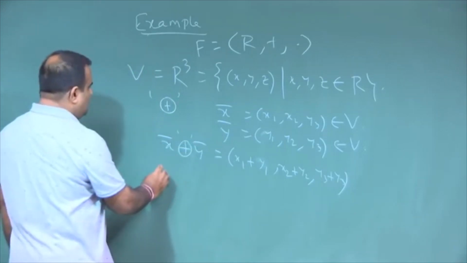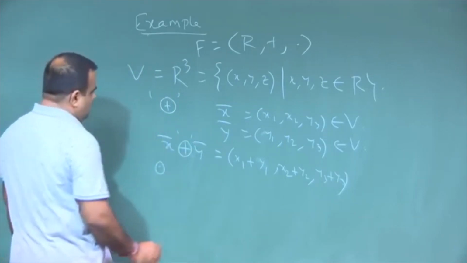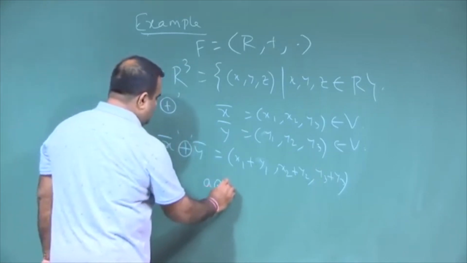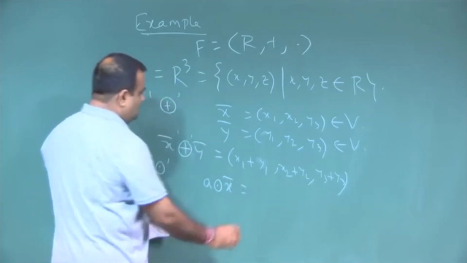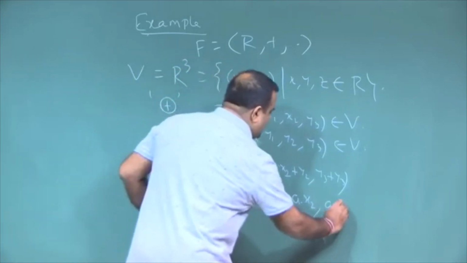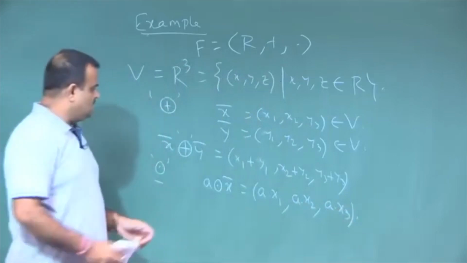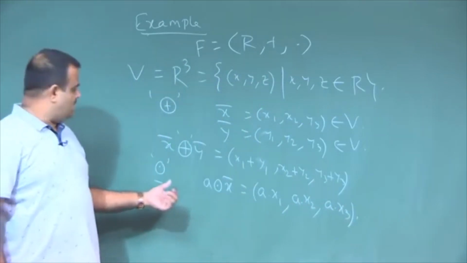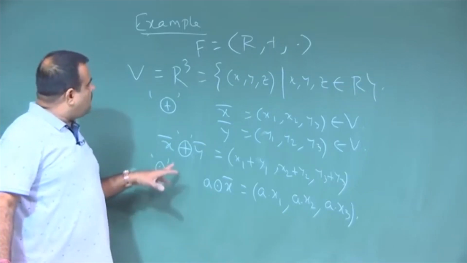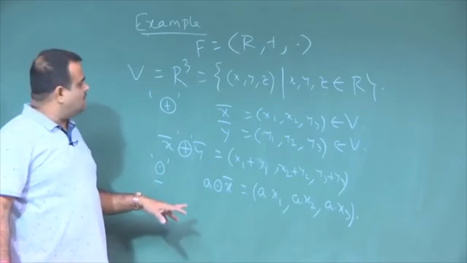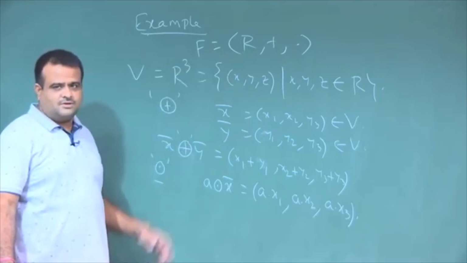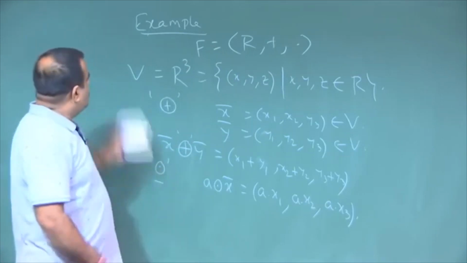And how do we define scalar multiplication? We can take a scalar a and a vector x. So, this is nothing but a x1, a x2, a x3. This is the way we define scalar multiplication over the vector. Now, we can show that this will form a vector space over the real field. So, this is called a real vector space, a vector space over the real field. Okay, how to show that?